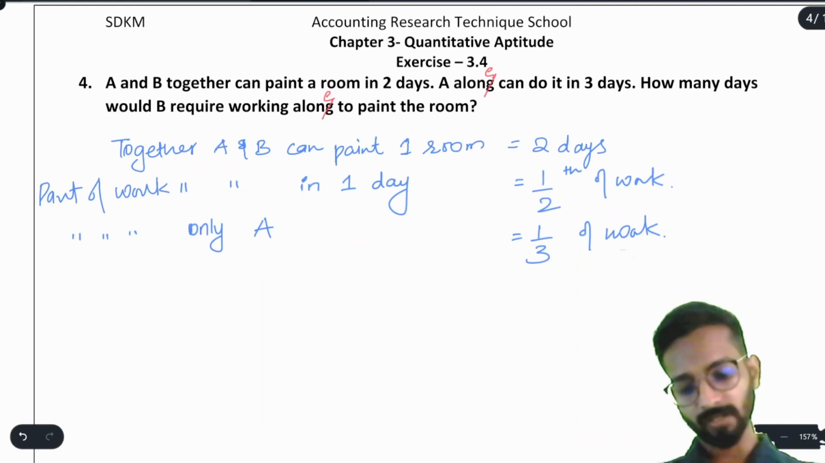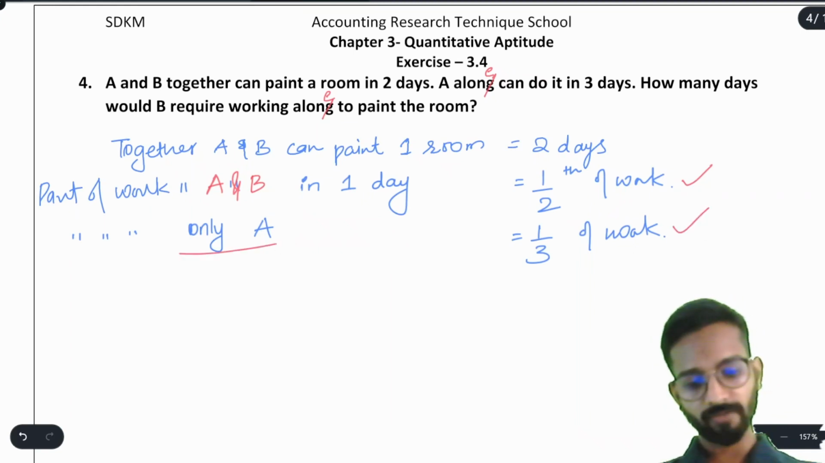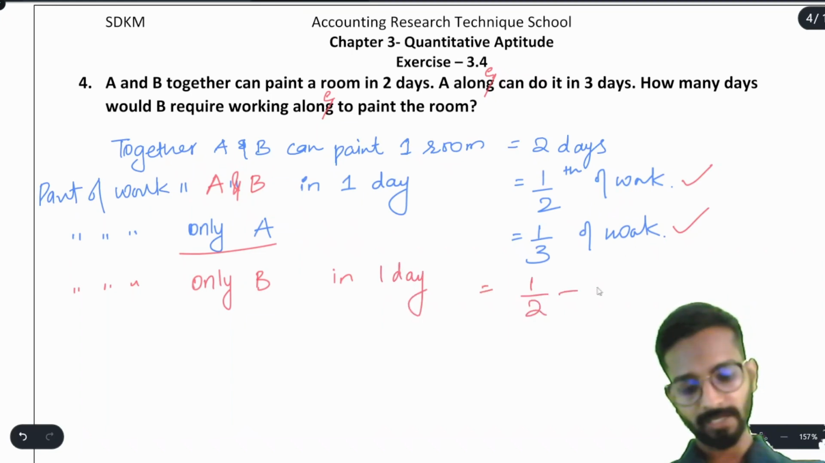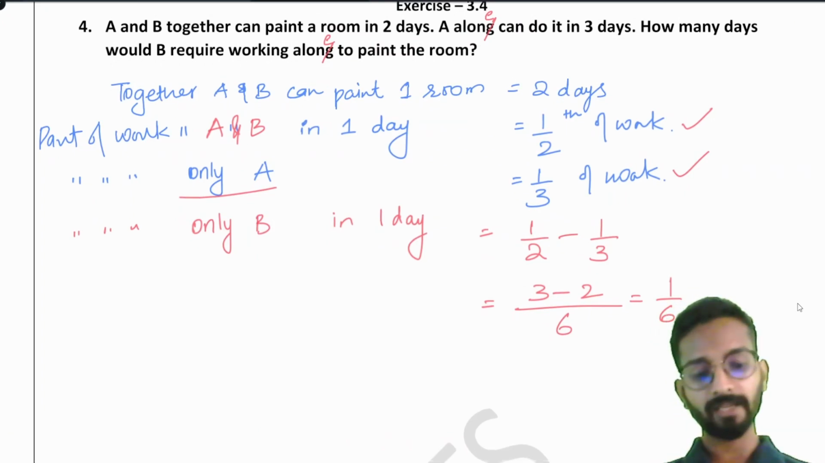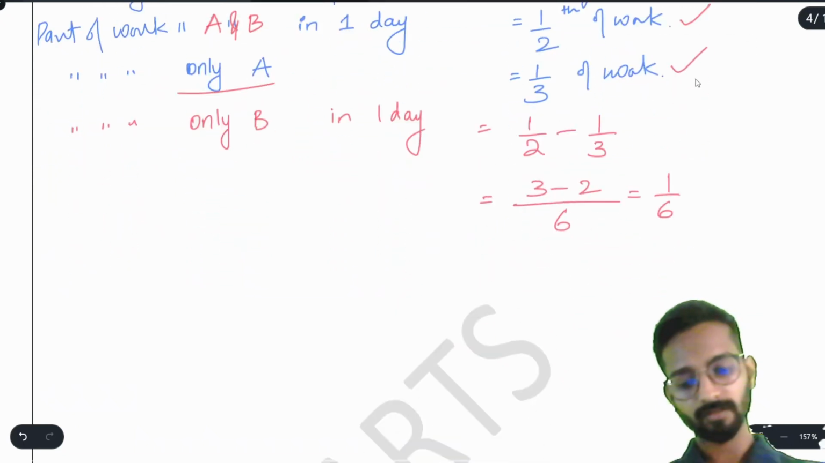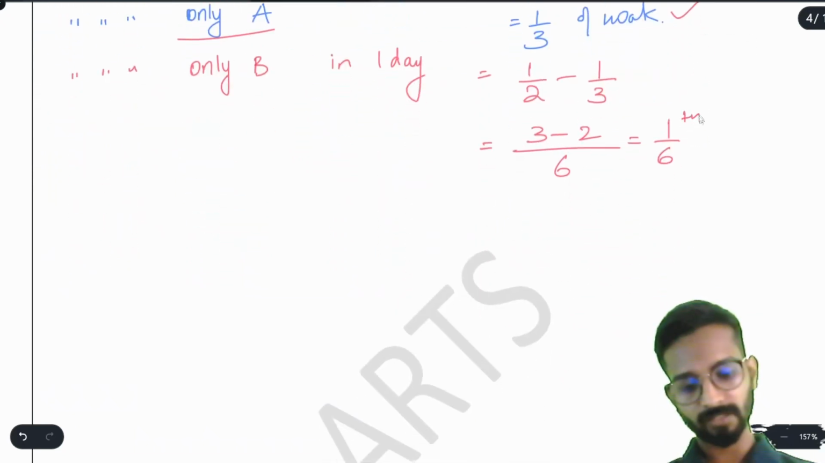Understand this very carefully. Part of work by A and B is 1 by 2 of the work. Only A is taking 1 by 3 of the work. So if I have to find part of work, if only B is doing, only B in 1 day will be equal to 1 by 2 minus 1 by 3. It will become 6. 3 minus 2, that is nothing but 1 by 6. Understood? 1 by 6. B in 1 day can complete 1 by 6th of the work.